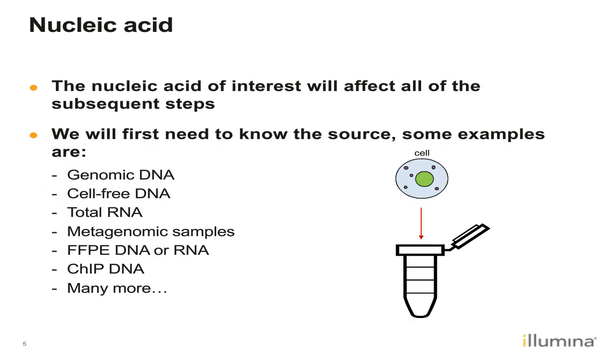Our first step is to determine our sample type of interest, as this will affect how we prepare the libraries, sequence the samples, and analyze the data. Some examples are genomic DNA, cell-free DNA, total RNA, metagenomic samples, DNA or RNA from formalin-fixed paraffin-embedded tissues, immunoprecipitated DNA, and many others.